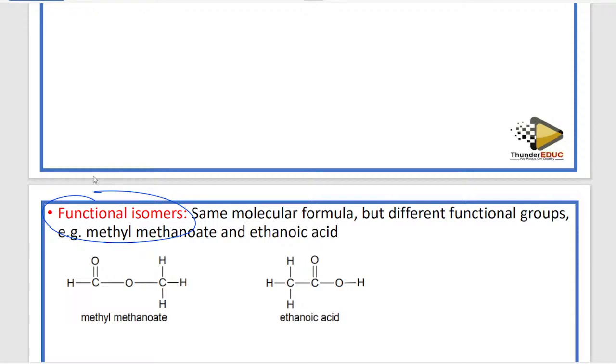How do you treat yourself? You can be respected because of the way you function. So we are the same, but the way you function makes you a functional isomer.